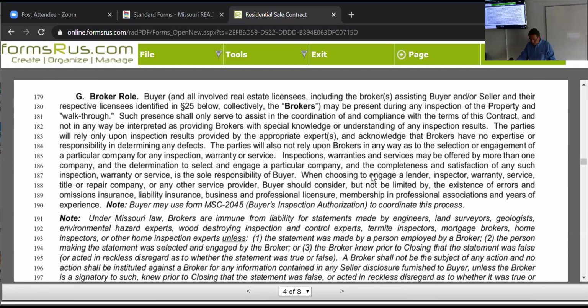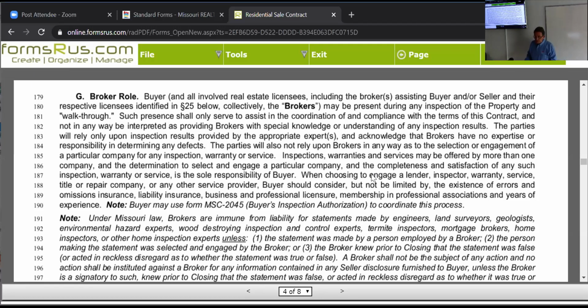The broker role. This is line 179. The buyer and all involved real estate licensees, including the broker assisting the buyer and seller and their respective licensees identified, may be present during any inspection of the property and walkthrough, but only to assist in the coordination of and compliance with the terms in the contract, and not in any way be interpreted as providing brokers with special knowledge or understanding of any inspection results. Excuse me. The key is stay out of the middle of it.